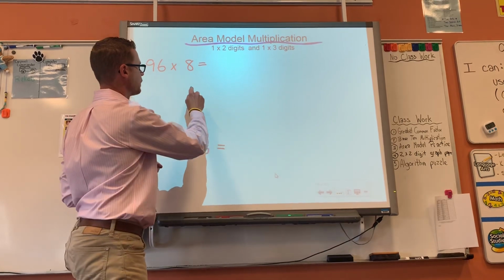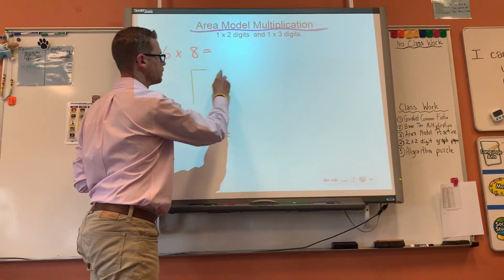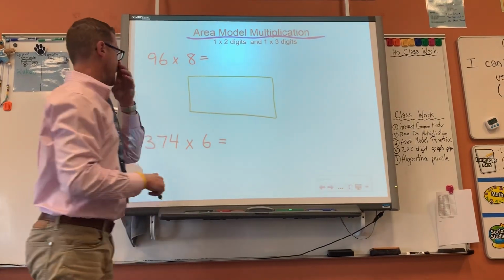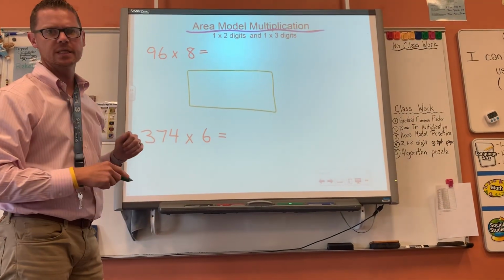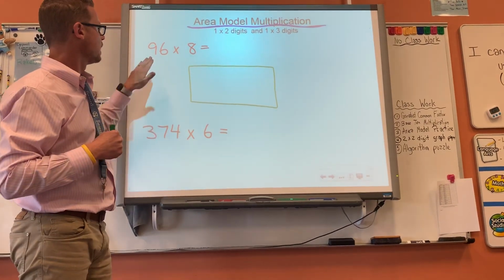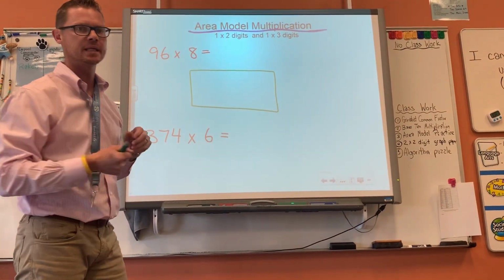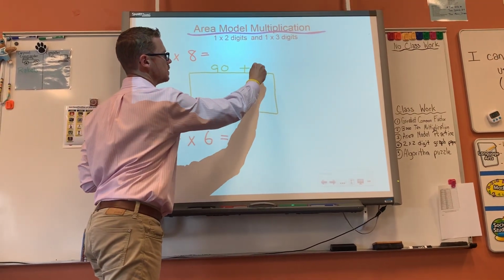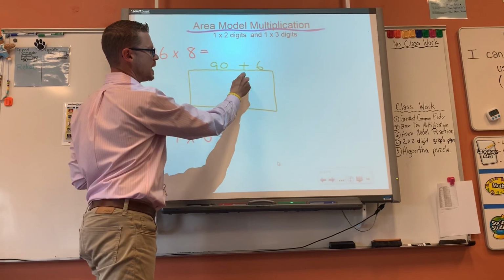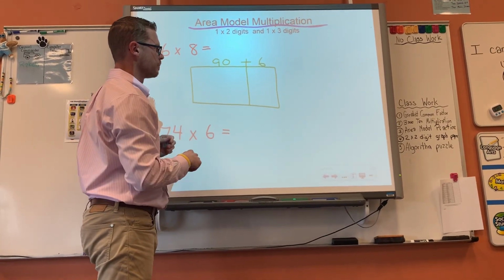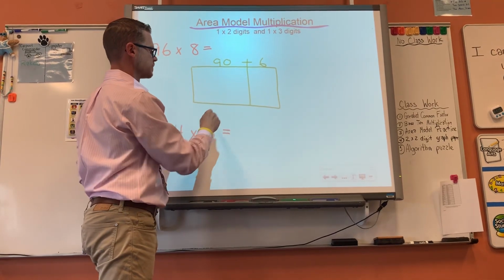To do so, I'm going to go ahead and draw a rectangle. And I'm going to take my larger number of 96, and I'm going to first expand it into expanded notation. I know 96 expanded is 90 plus 6. So I'm going to write that on top. Now where I have my plus sign, I'm going to divide or partition my area model. So I have two different sections.